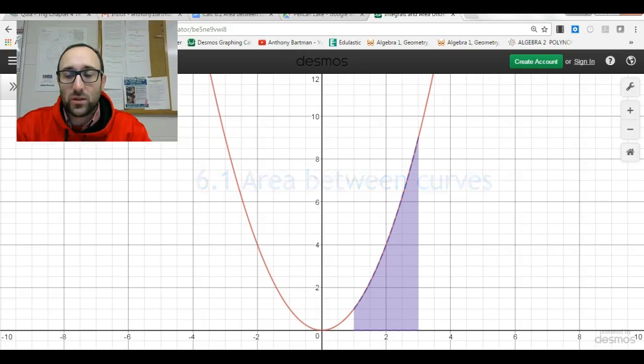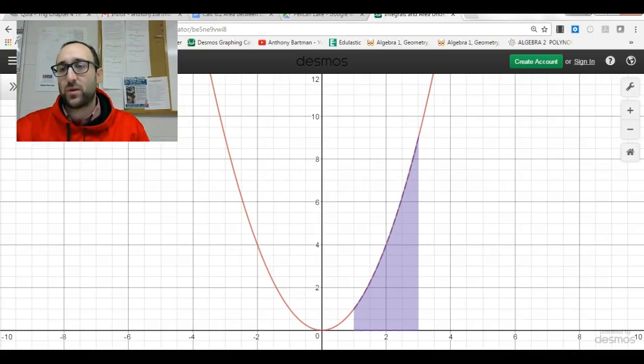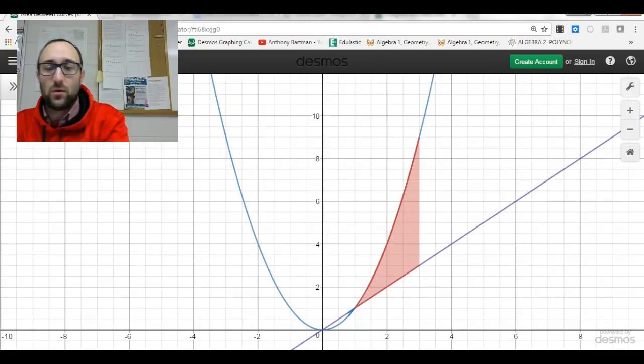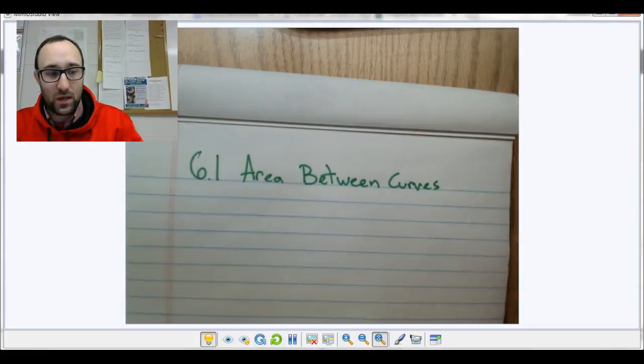Hey everyone, welcome to Area Between Curves. That's what we're going to be talking about here. What we've done so far up to this point is something like this: find the area underneath this curve. So we said, let's take the integral, starting at 1 and going to 3.